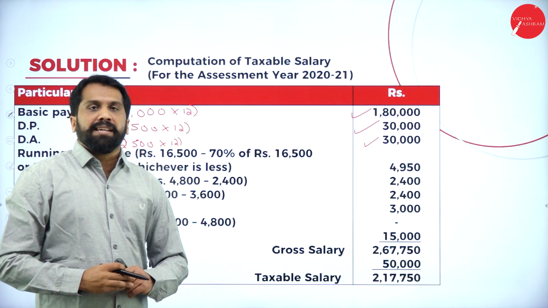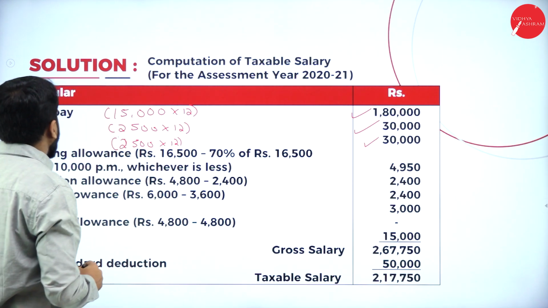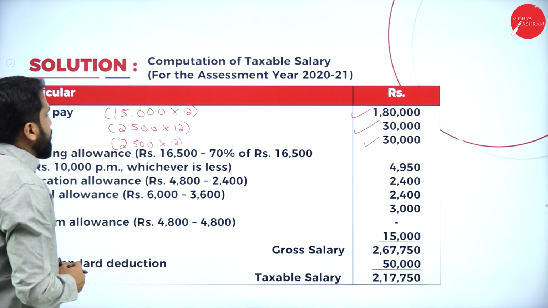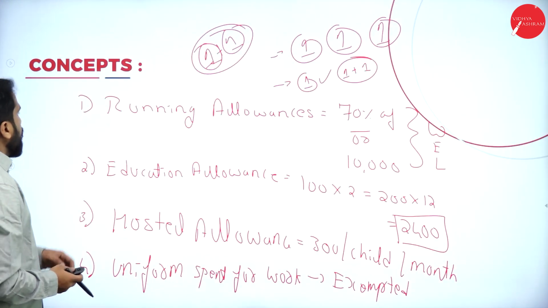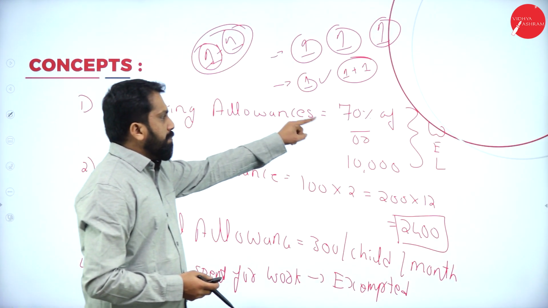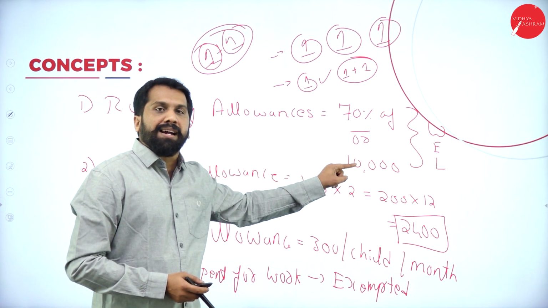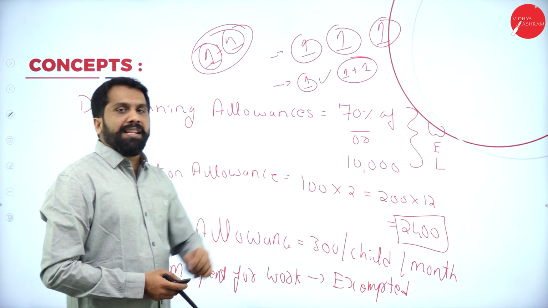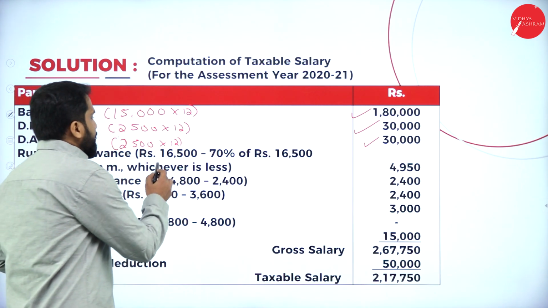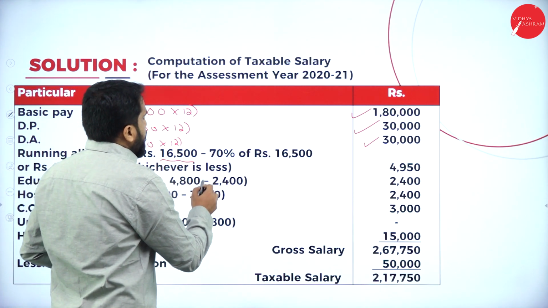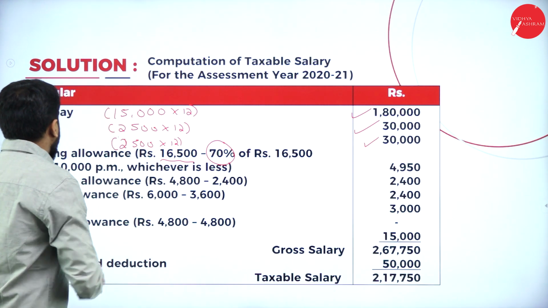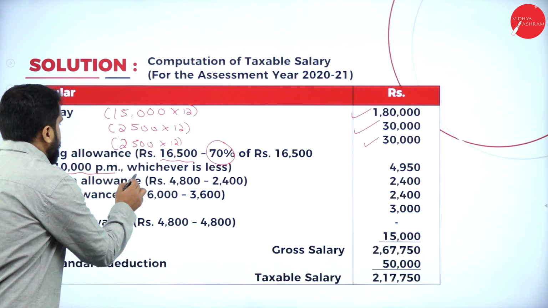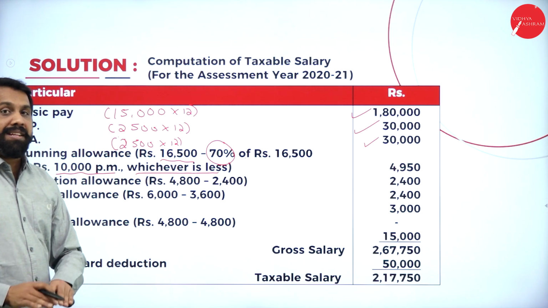Up to this, any doubt? No doubt. Now, running allowances. As I told you, I'll go back to your concept. Running allowances: 70% of actual allowance, or 10,000 per month, whichever is least. Running allowance 16,500 into 70% or rupees 10,000 per month, whichever is least.